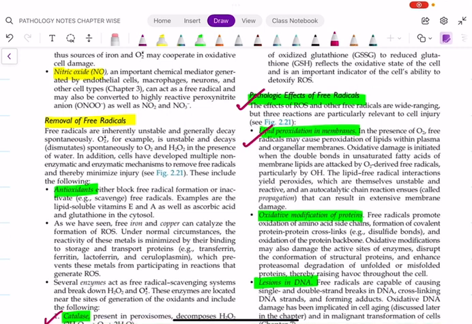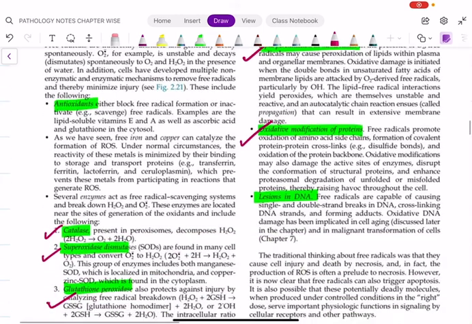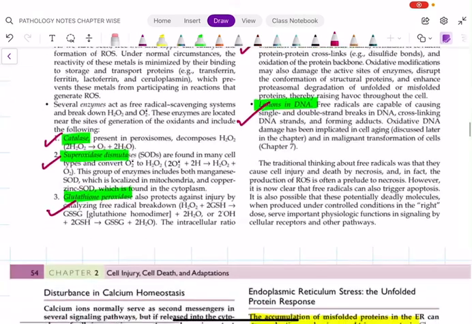What is the mechanism of free radical injury? That is again mentioned in your Pankaj Naik biochemistry book. Then oxidative modification of proteins leading to protein misfolding, and finally in DNA it will cause mutations.